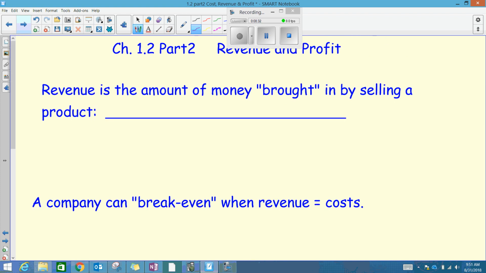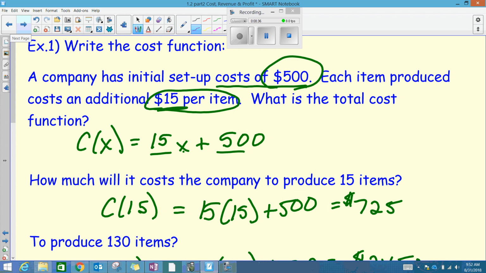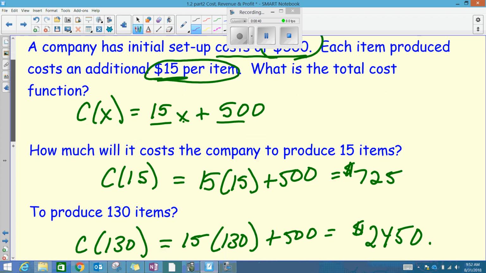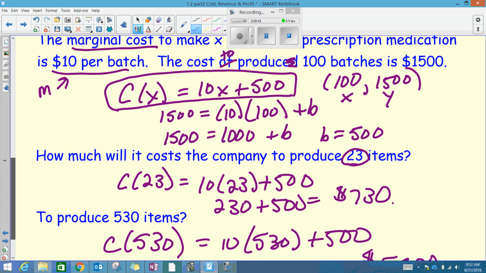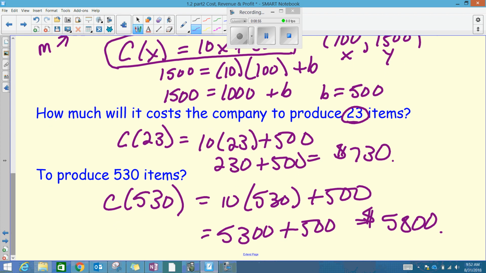Okay, now back to cost a little bit, there may be parts, maybe in your homework even, where on a cost function, instead of being given marginal cost and a point, maybe you'll be given 2 points. And if that happens, you solve for it just like you would any linear function where you're given 2 points. You find your slope and then your B. So you just have to keep an open mind about what you're given to create a linear function.